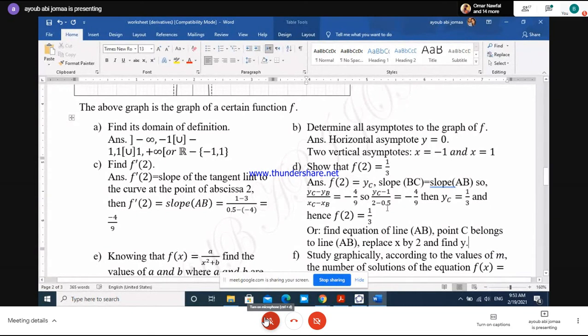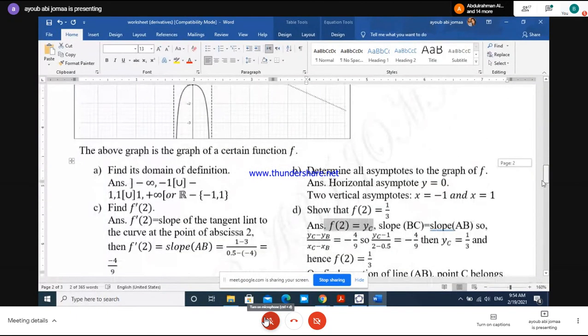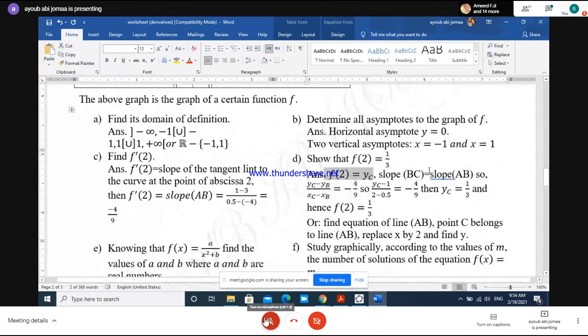Okay. So this is the first way we were working on here. f of 2 is y of c. Now we still have to find y of c. To find y of c we have two ways. The first way, you can use that these 3 points are collinear. Then the slope of line BC is the slope of line AB. The slope of line BC is yc minus yb over xc minus xb, and the slope of line AB, we just found it, is negative 4 over 9. Replace and then use the cross product to solve this equation, you get yc equal to 1 over 3.